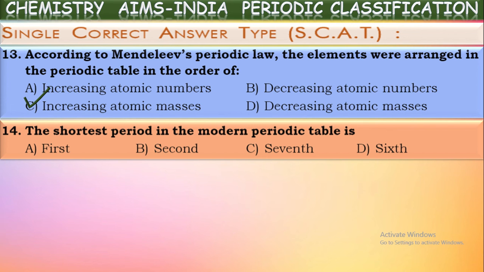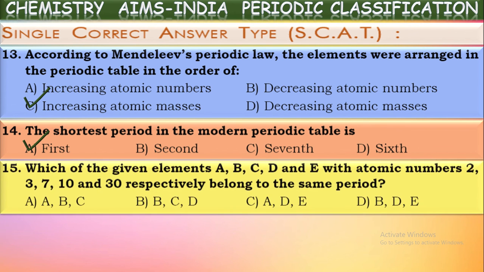Next, the second period and third period have 8 elements in each, so they are called short periods. The fourth and fifth periods have 18 elements in each. They are called long periods. The sixth and seventh periods have totally 32 elements in each, hence they are called longest periods. Now the question here: what is the shortest period in the modern periodic table? That is the first period.